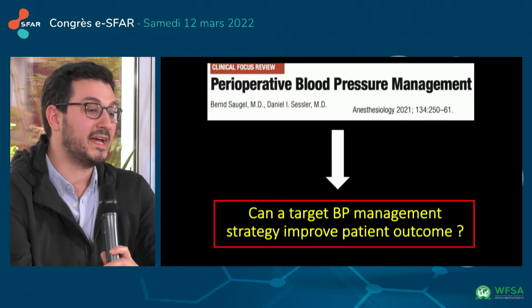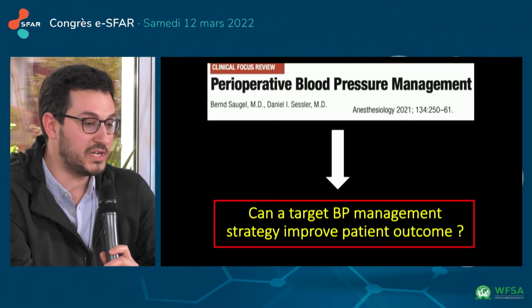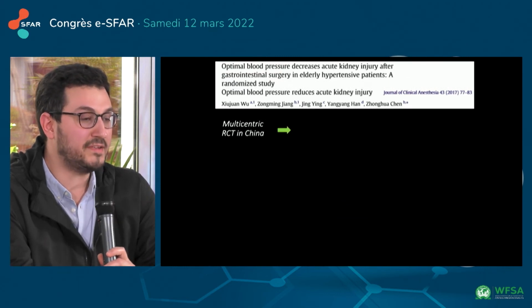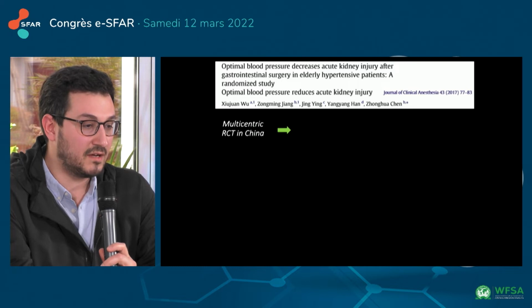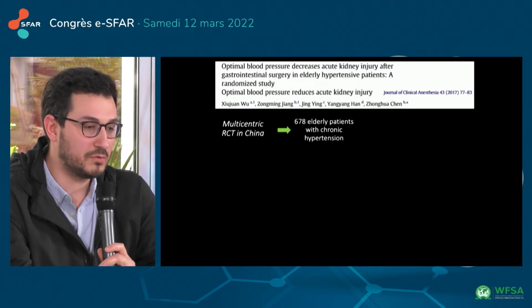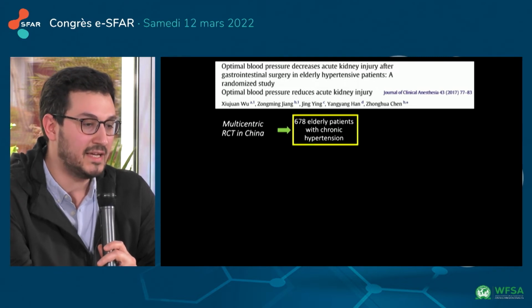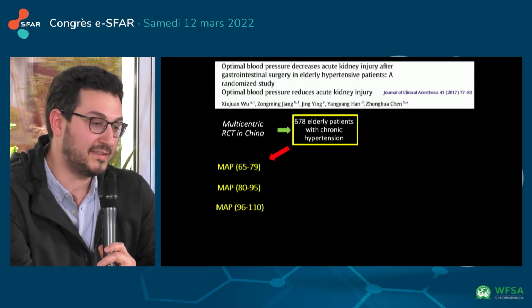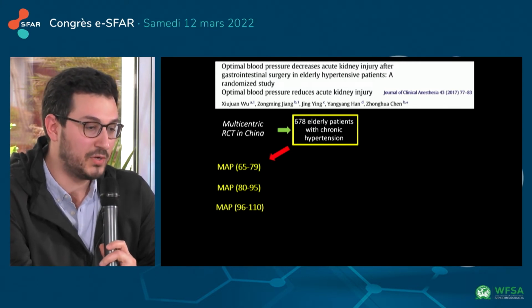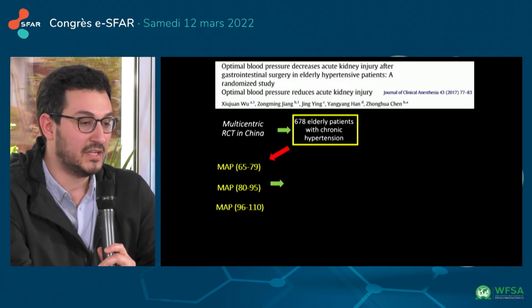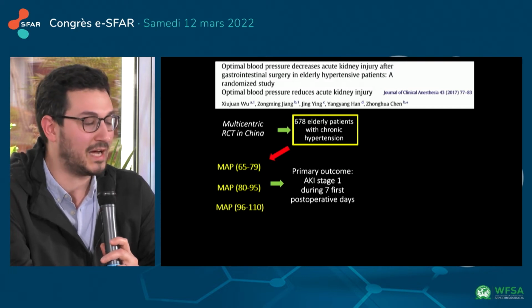It means, can a threshold of mean arterial pressure improve patient outcome? Indeed, we just have 3 studies. The first one is this large multi-center study in China, including more than 600 elderly patients with chronic hypertension, and they were randomized to 3 groups of a MAP range between 65 to 79, a MAP range between 80 to 95, or above 96 to 110. The primary outcome was acute kidney injury stage 1 during the first week after surgery.